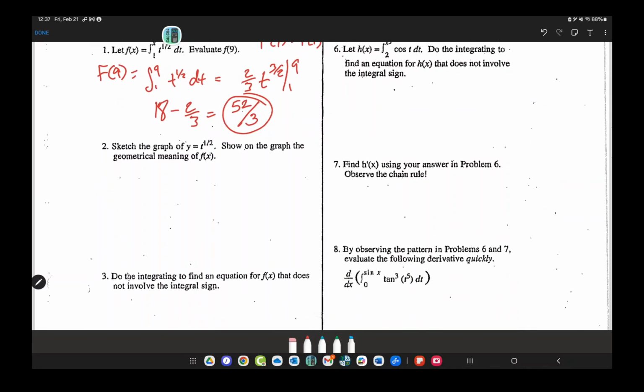So, sketch the graph of y equals t to the 1/2. Try to keep the lines a little straighter than that. So, show the graph of the geometrical mean of f of x. So, now the square root, we know square root of 1 to be 1, square root of 4 to be 2, square root of 9 to be 3. So if I wanted the actual geometrical area from my previous question, that would be this area right here.